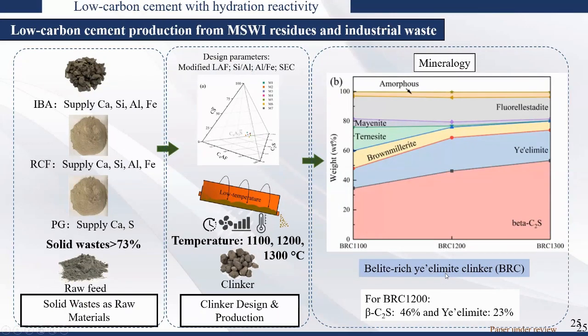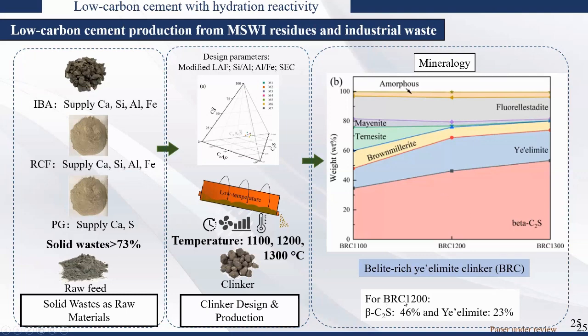In the market, ye'elimite or CSA cement is quite expensive. The reason is that although it is considered a low carbon cementing material, CSA has a quite unique feature because it can harden very fast. So CSA has been widely used in practices such as, if we want to fix the road quickly, for example, quick construction. But the thing is, it's very expensive due to the fact that the aluminum bearing raw material is very expensive. But here we use IBA and RCF.